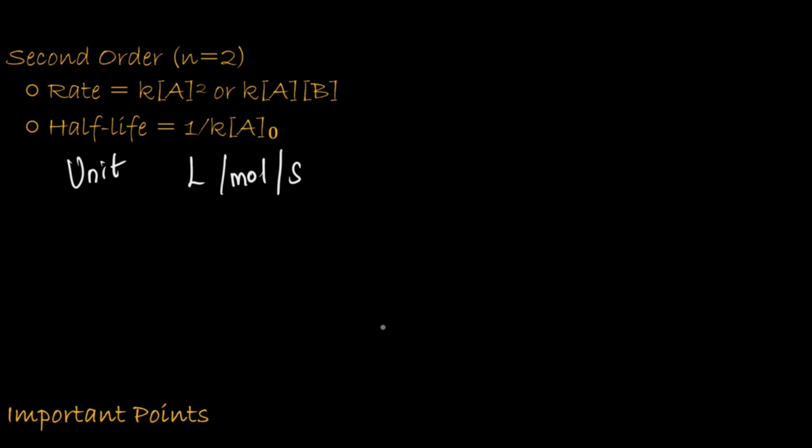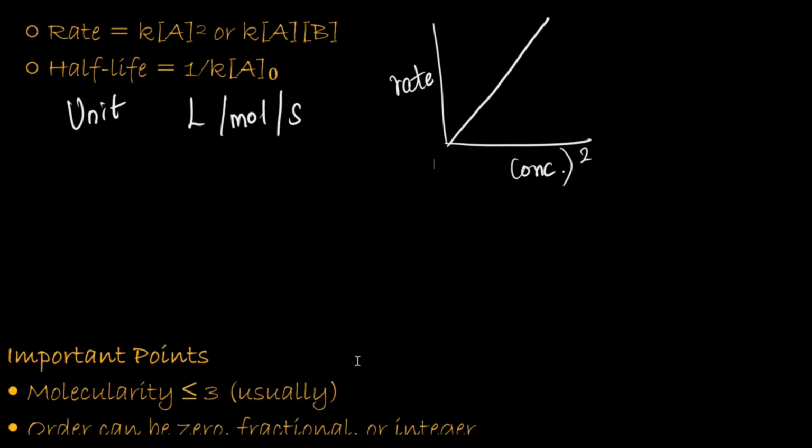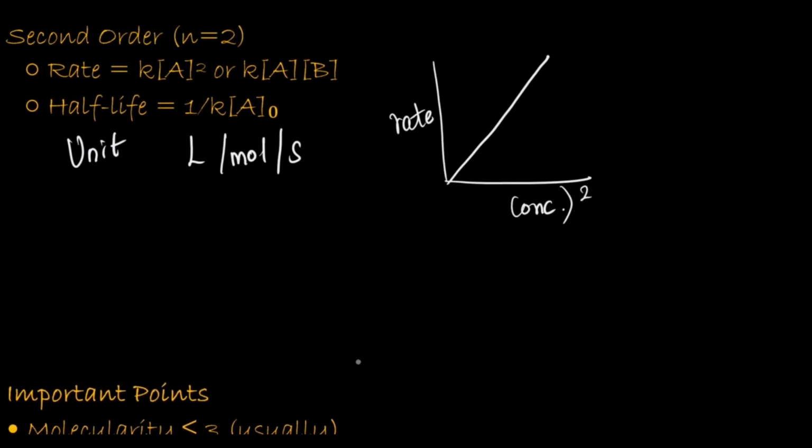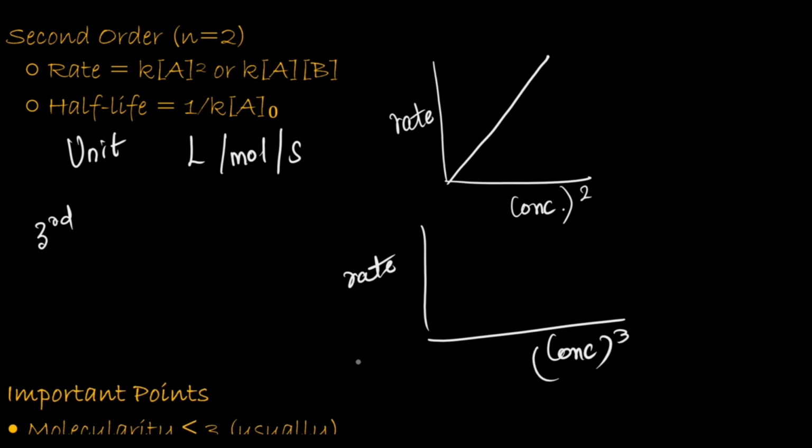So if I'm drawing a graph between rate and concentration, here the concentration becomes concentration to the power 2, is it? So it is also a linear straight line. Then comes third order reaction. Third order reaction, they won't be asking many questions about that, but you can consider the rate versus concentration slope will also become, I'm taking this easy case, concentration to the power 3.